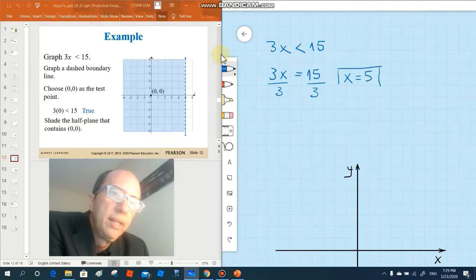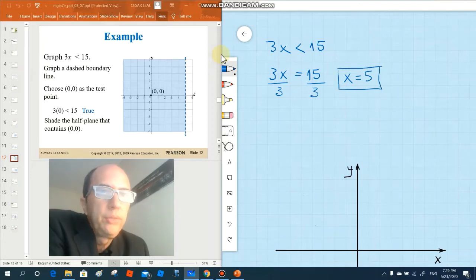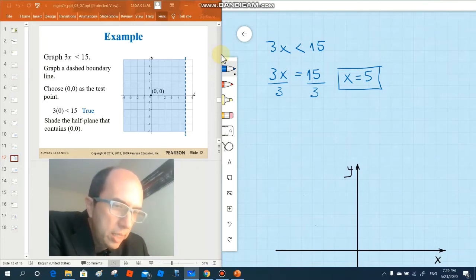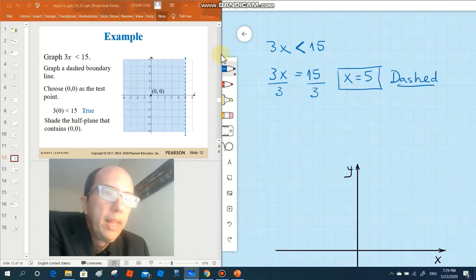This is the line. Important question, is this line going to be solid or continuous, or dashed? What do you think? Always check again the inequality. If there's no equal sign here, then it's going to be a dashed line.